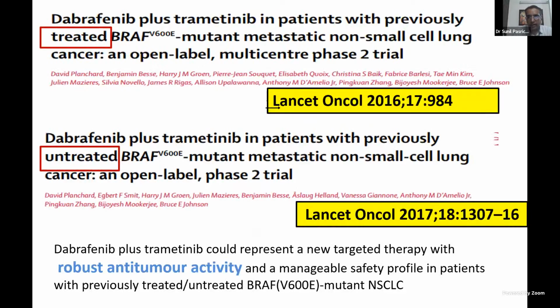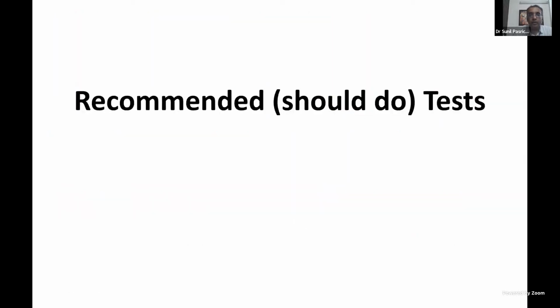So these were the initial encouraging trials that have proven the efficacy, where dabrafenib plus trametinib could represent a new targeted therapy with robust anti-tumor activity and manageable safety profile in patients with previously treated or untreated BRAF V600E mutant NSCLC. So these were the must-do tests. Now coming to the recommended or should-do tests.